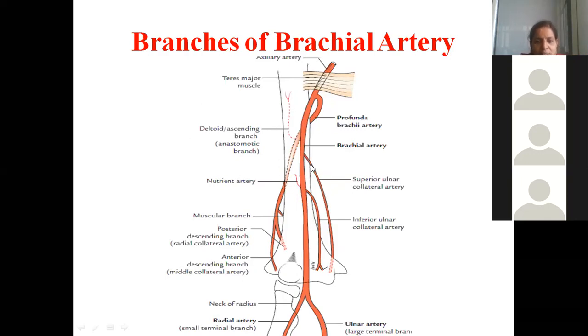Then we have, see, this is the superior ulnar collateral, this is the inferior ulnar collateral. From profunda brachii, if you observe, we have an anterior descending branch and a posterior descending branch. The posterior descending branch is called radial collateral. The anterior descending branch is called middle collateral. And the terminal branches of the brachial artery: this is the neck of the radius. At the neck of the radius, the brachial artery finally divides into two. What are those? Medially we have the ulnar artery, and laterally we have the radial artery.